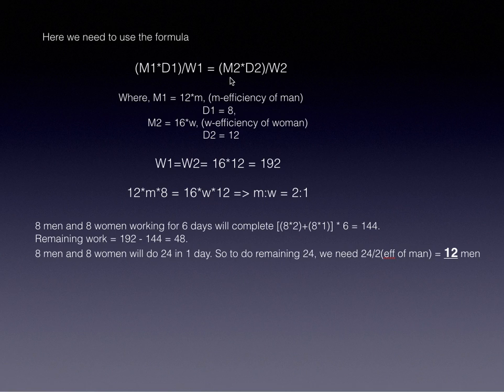Similarly, M2 is the total efficiency of some number of men taking D2 days to complete the work W2. Works are different, and the number of men, the total efficiency, the number of days taken are all different, but we are equating it as a ratio.